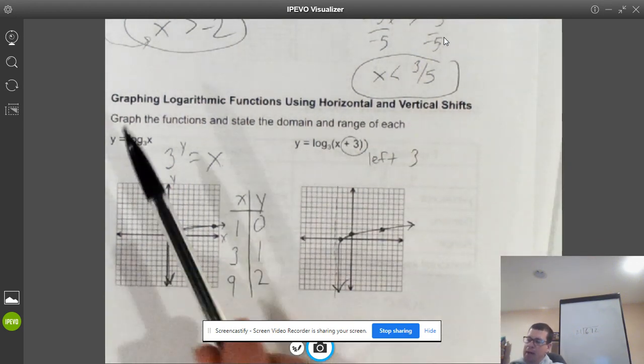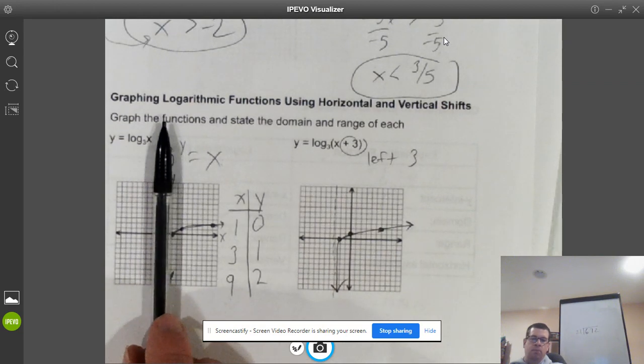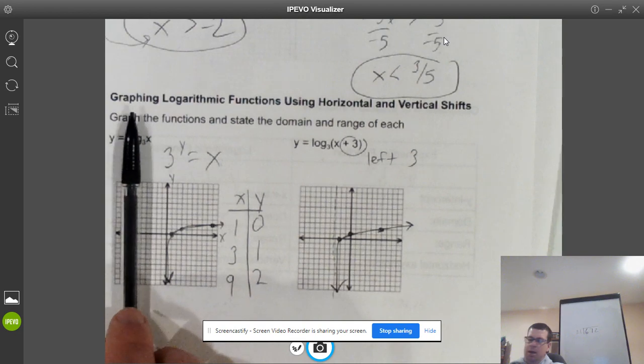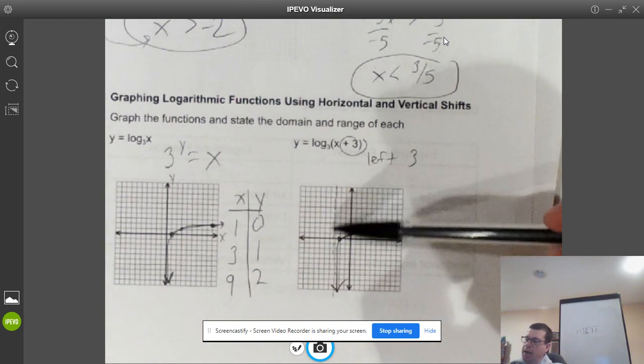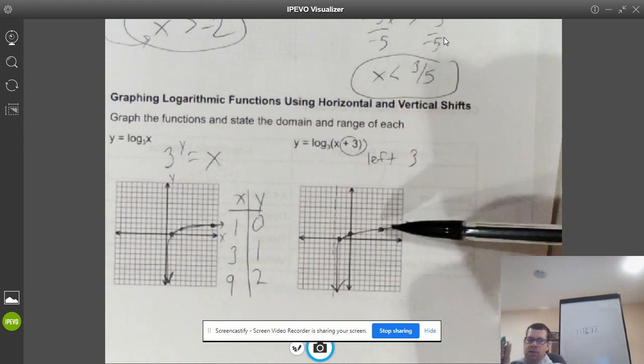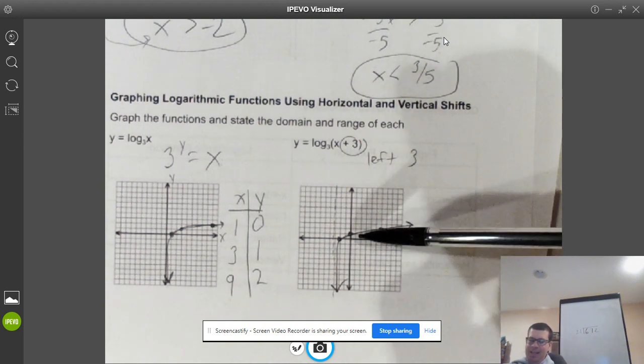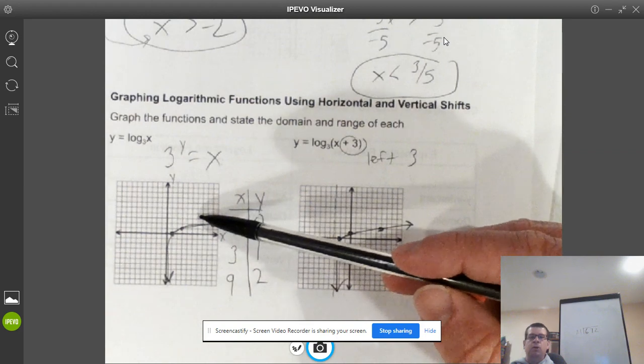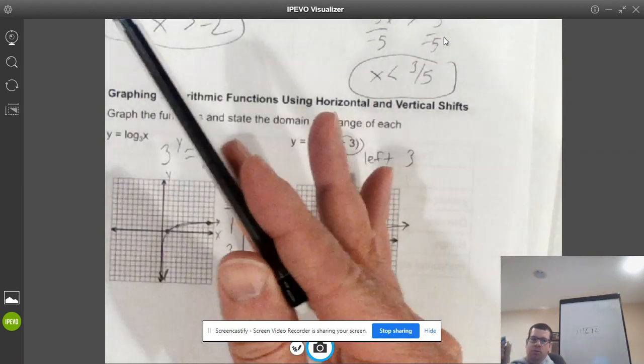And my asymptote, which was the y-axis, if that gets shifted left 3, actually becomes this line, x equals negative 3 right here. And then I connect those points with a nice smooth curve. And hopefully you can see that this graph is simply this graph shifted left 3 units.